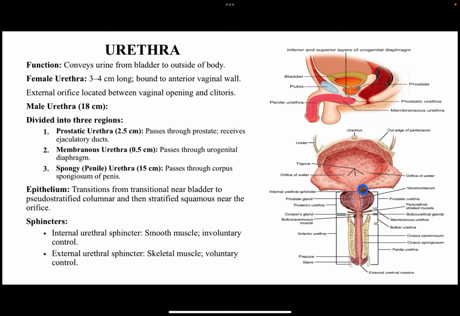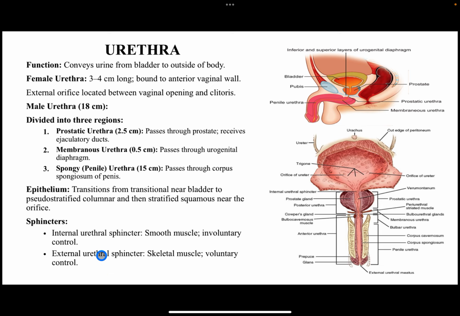Good. So that is just about the nature of the epithelium of the urethra, because in the bladder we said we have transitional epithelium, but it changes from the transitional epithelium near the bladder, and as it comes inside, the inner lining becomes pseudostratified columnar. Then as it goes deeper, it's stratified squamous epithelium near the orifice. Now with the sphincters within the urethra, we have the internal urethral sphincter, and then the external urethral sphincter. The internal one is not under your control, it's under involuntary control, but the external one is a skeletal muscle and it's under voluntary control, and that is what you can control to decide that you are going to urinate. Is that okay?